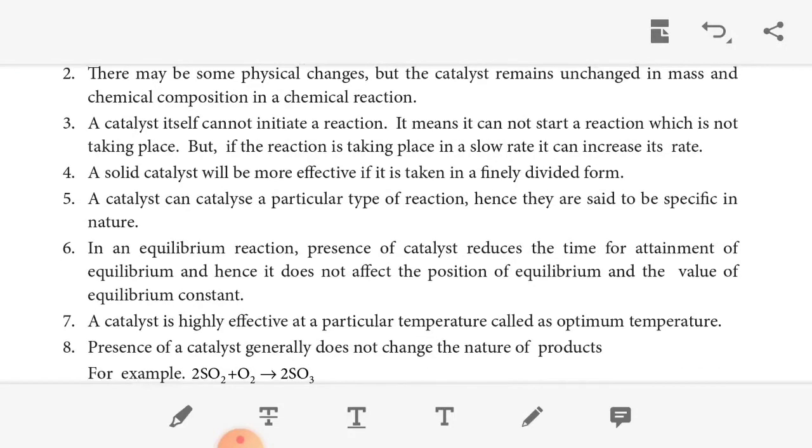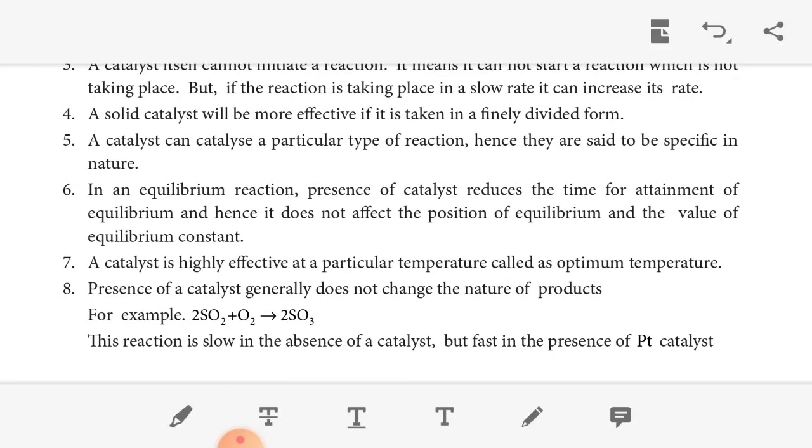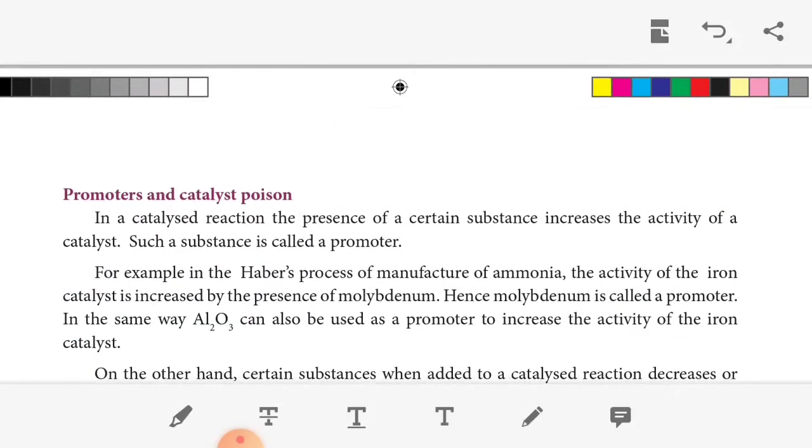Then, catalysts are highly effective at a particular temperature, which is called the optimum temperature. The presence of a catalyst generally does not change the nature of the product. So these are the characteristics of a catalyst.